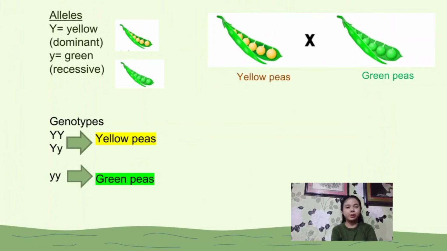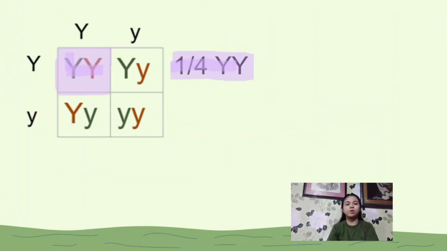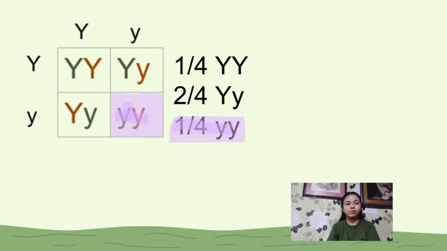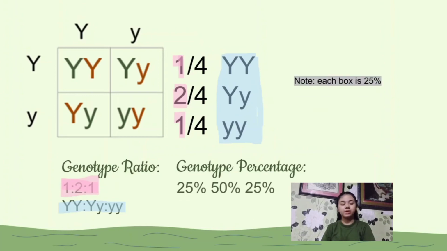Now that we know how to make a Punnett square, let's apply it to our Mendelian example. 1/4 of the offspring will become homozygous dominant, 2/4 or 1/2 of the offspring will be heterozygous, and 1/4 of the offspring will become homozygous recessive. The genotype ratio is 1:2:1, and their genotype percentage is 25%, 50%, and 25%. Always take note that each square is 25%.